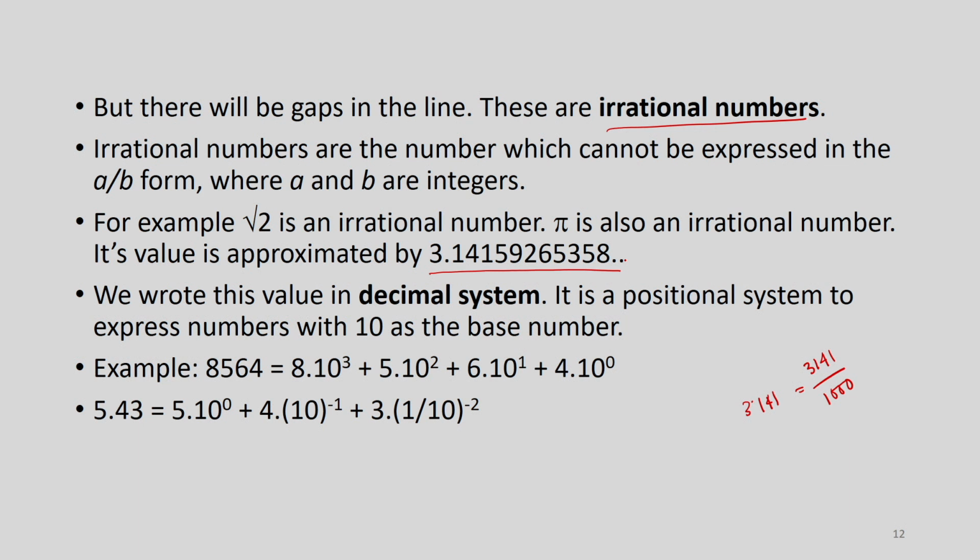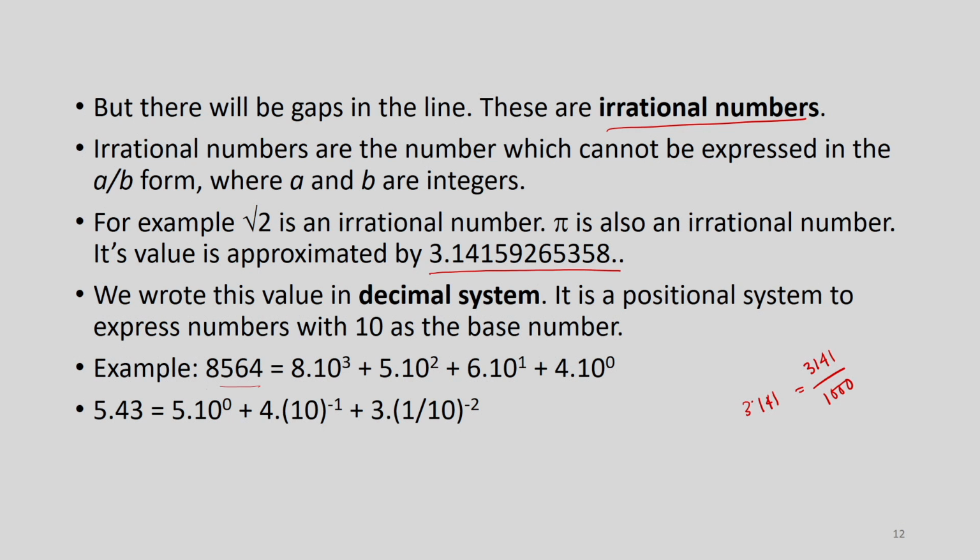All right, we wrote this value in the decimal system. It is a positional system to express numbers with 10 as the base number. So, what is a decimal system? This is just a small sort of digression. For example, 8564, right, this has been written in decimal system. So, what does it mean? It means 8 multiplied by 10 to the power 3, because there are 3 other digits after 8. So, 10 to the power 3 plus 5 multiplied by 10 to the power 2, because 2 more digits are there, plus 6 multiplied by 10 to the power 1 plus 4 multiplied by 10 to the power 0. So, this is how decimal system works.